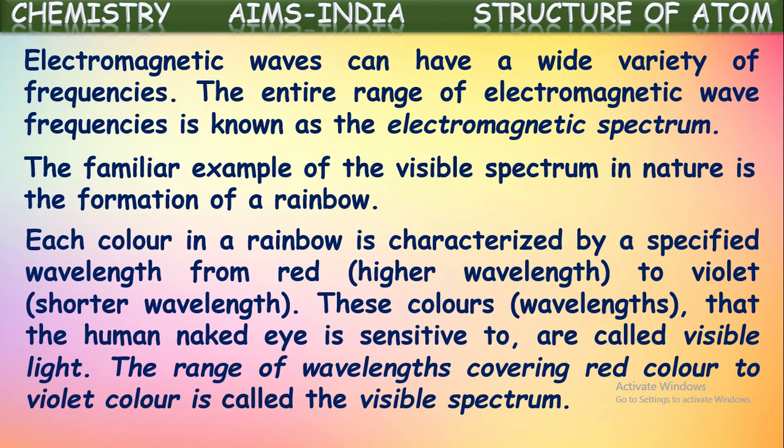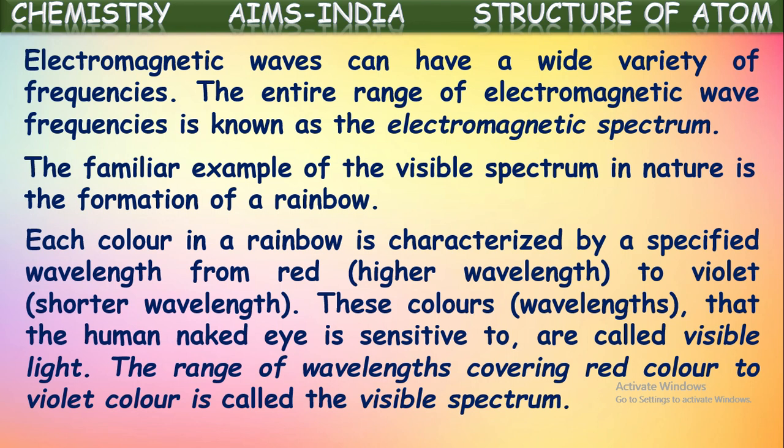So red color has a higher wavelength, that means lower frequency, and frequency slowly increases from red to violet, that means wavelength decreases from red to violet. So violet has the shortest wavelength among these 7 colors, which represents the higher frequency. So red has lower frequency, violet has higher frequency. So frequency gradually increases from red to violet.